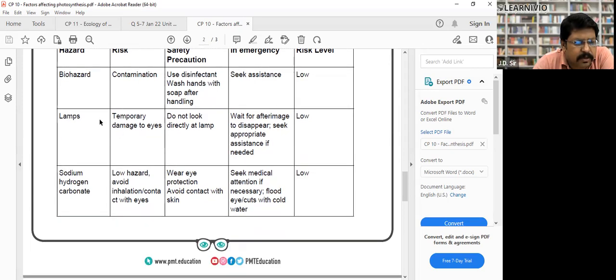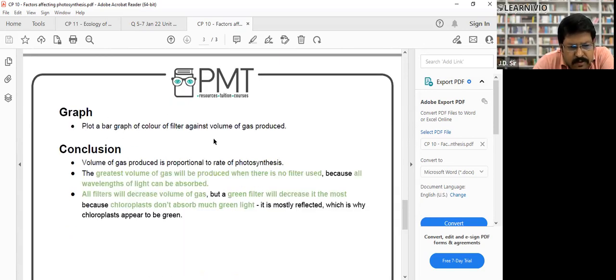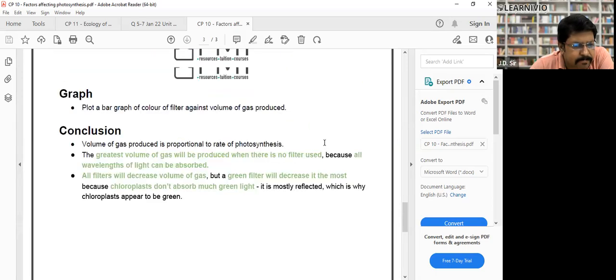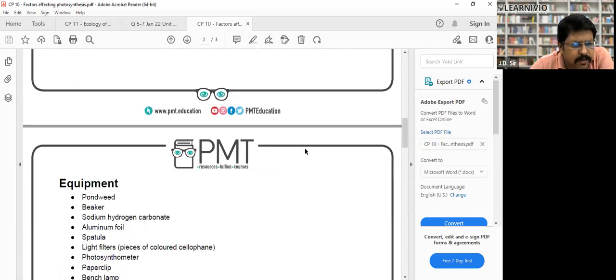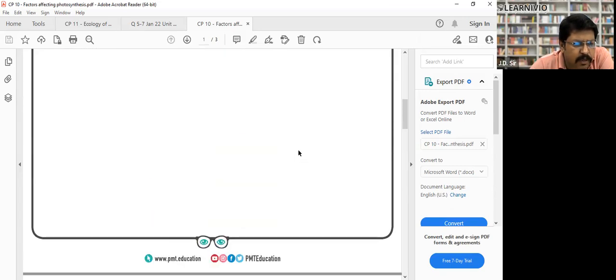What are the hazards? Means what are the things we need to avoid? Gas produced. So what is that? There is nothing. Like it's very simple. Actually, there are three.